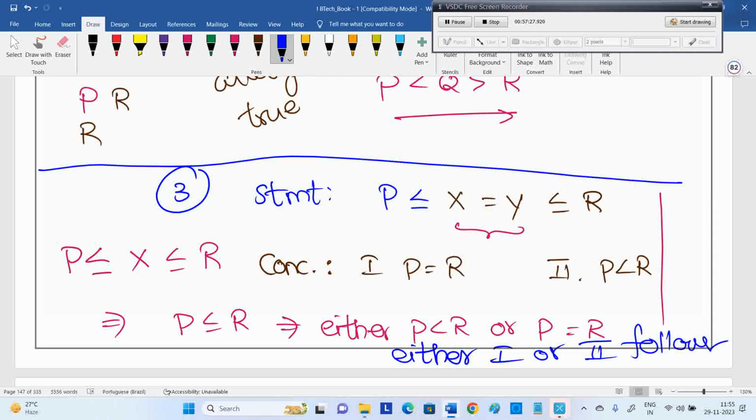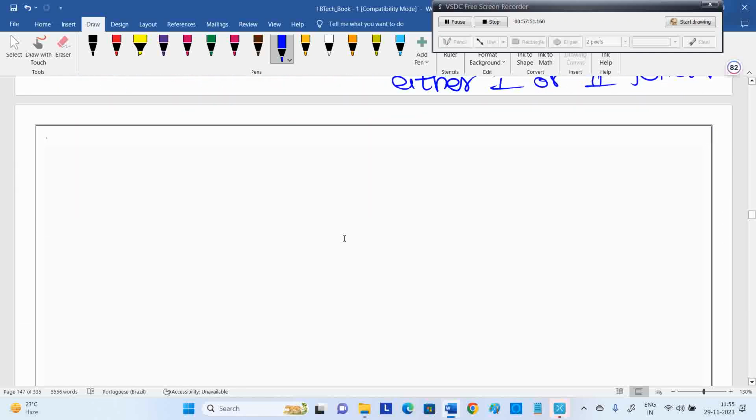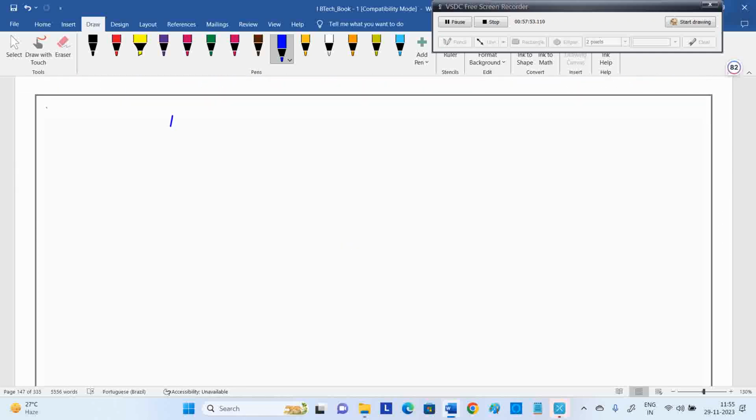You draw any diagram for these four variables P, X, Y, and R, satisfying that relationship. You draw any diagram, I challenge you. Definitely P equal to R or P less than R only will come. One among that only will come. What other way you draw? Satisfying this relation, definitely will get equal or less than only among that. Next one, where you will get either or.